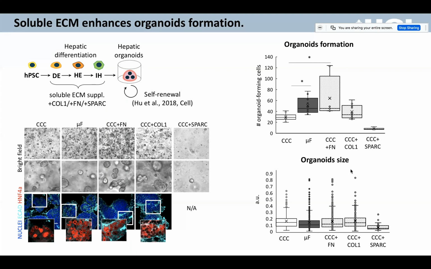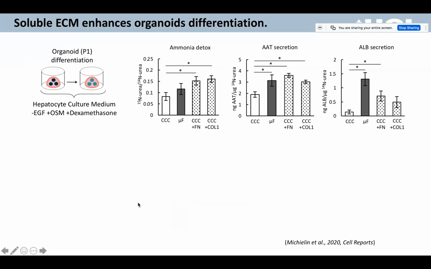We didn't observe any differences in terms of organoid size, just the number of organoids, meaning that cells are more competent to form organoids. And also all of them display homogeneous expression of the hepatic markers. Therefore, this confirms the hepatic fate.